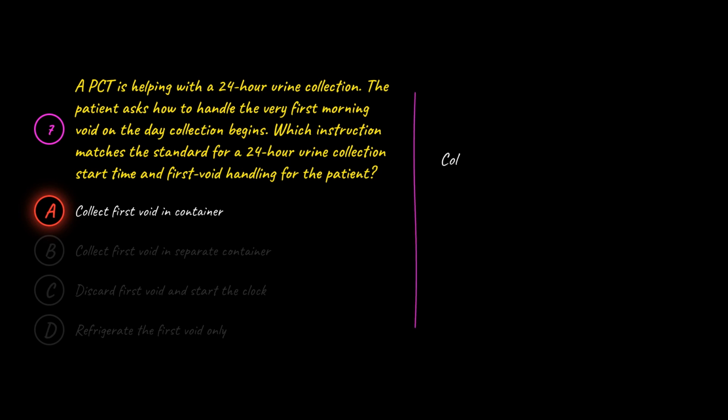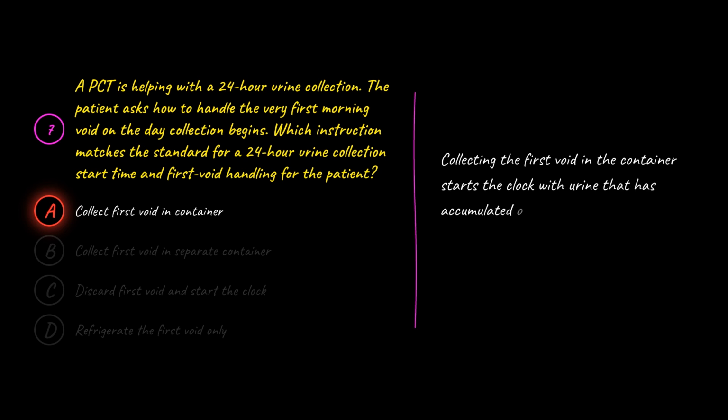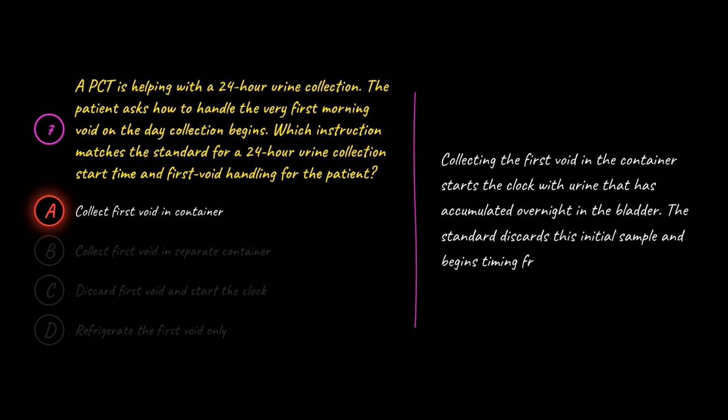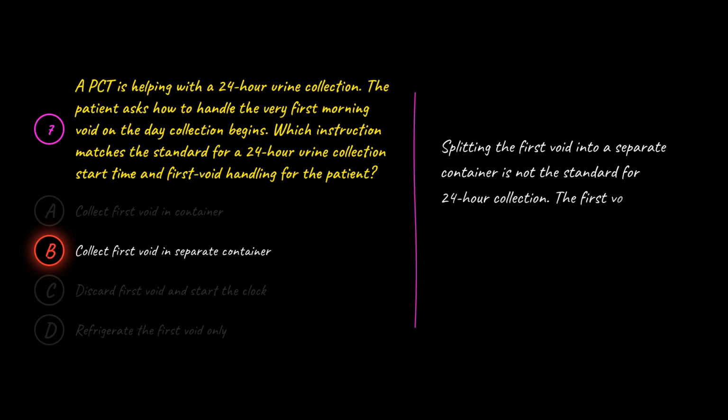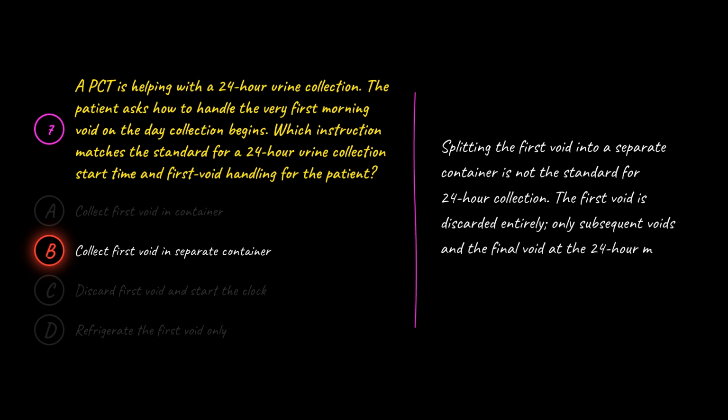A is wrong because collecting the first void in the container starts the clock with urine that has accumulated overnight in the bladder. The standard discards this initial sample and begins timing from the discard, not the collection. B is wrong because splitting the first void into a separate container is not the standard for 24-hour collection. The first void is discarded entirely. Only subsequent voids and the final void at the 24-hour mark are collected.